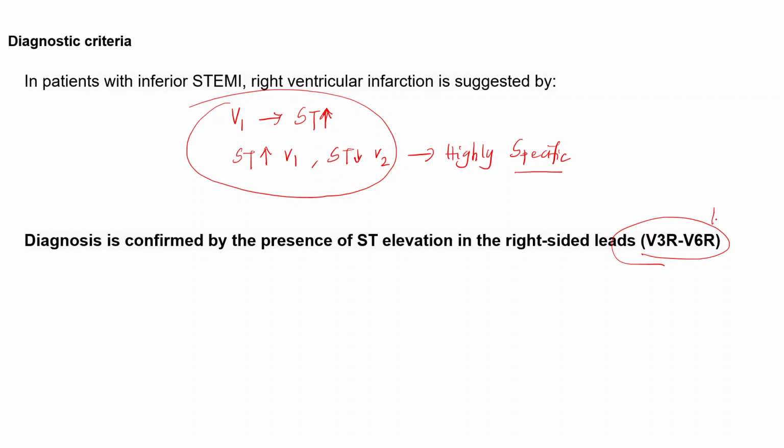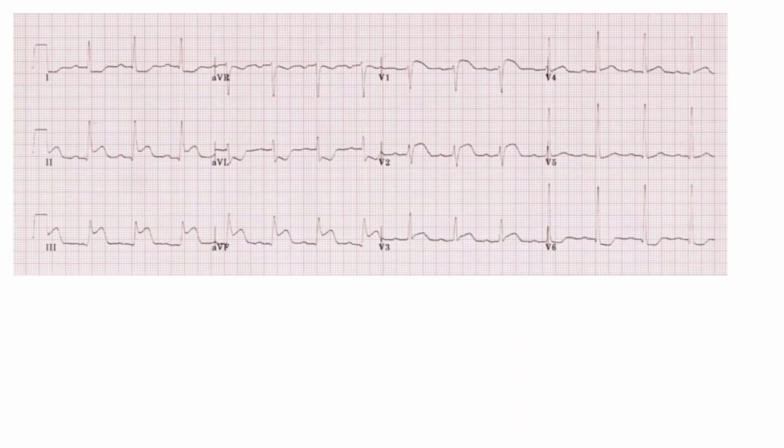How will you place right-sided leads? This I have already discussed in my first lecture. So you have to go for V3R to V6R. These are the right-sided leads, and you will get ST elevation in these leads. Among them, the most important lead is V4R. If you want to look at only one lead in the right-sided leads, you have to look at the V4R. Now, you can see there is ST elevation in this lead.